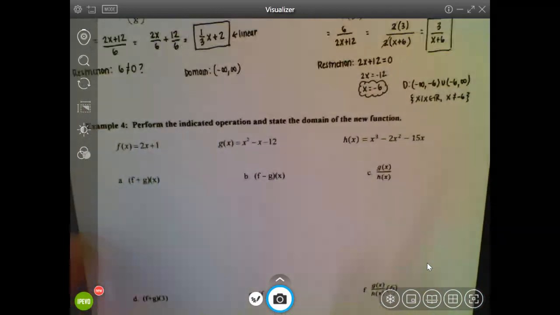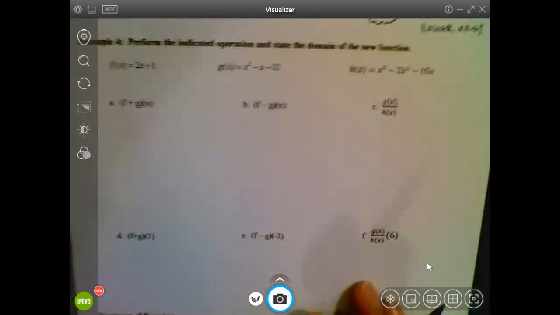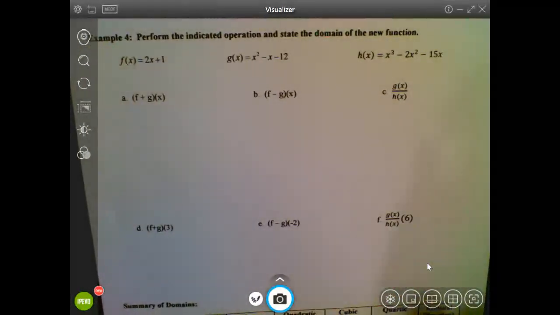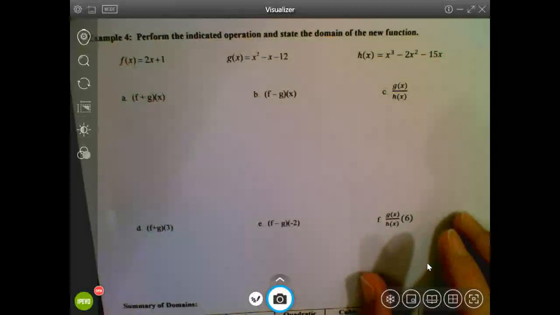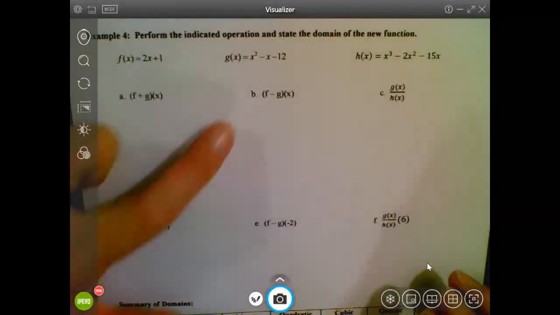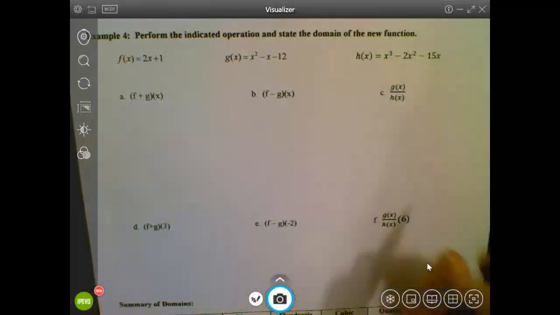All right. So we'll just get into some quick review of function operations, and then we'll look at a good summary chart of domains. So I'm just going to go through a couple of these pretty quickly. The f plus g of x and the f minus g of x we talked about last week. This g of x divided by h of x we just talked about.